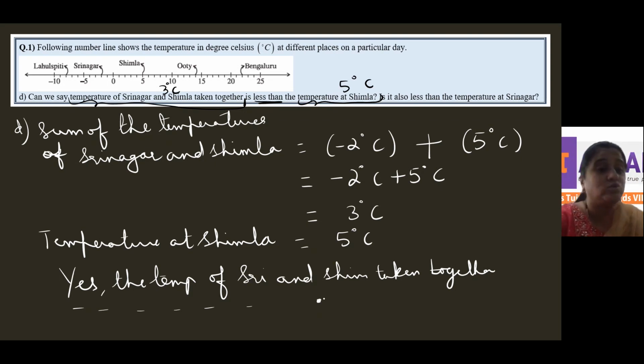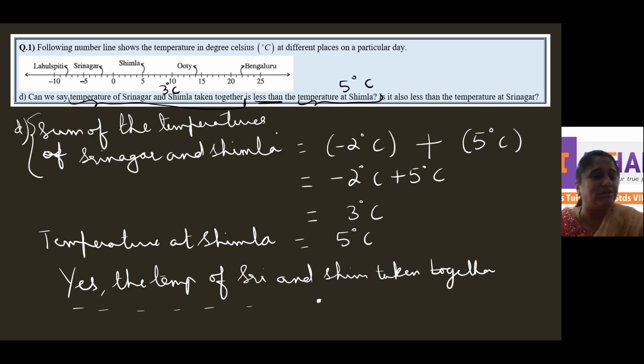So here we are comparing two things. The temperature of Srinagar and Shimla taken together. That is one thing. That means you should add the temperatures, have that answer. And the other one is the temperature at Shimla. You should compare these two. That's what I've done.